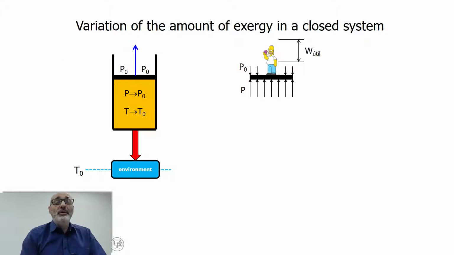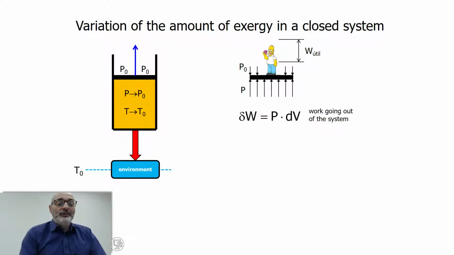So we want to produce useful work. That's another name for exergy. Let's say that we're trying to raise a person like Homer Simpson. In order to increase his potential energy, we need to apply a force, and we need that this force produces movement. So this useful work is a force times a displacement. Let's say D for displacement. So let's make some considerations here.